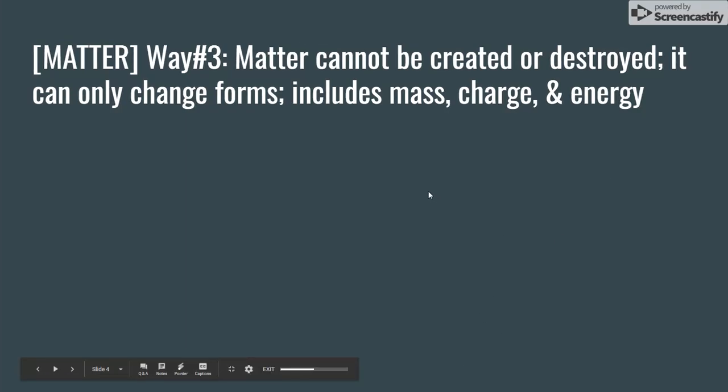Okay, way number 3 in order to pass the chemistry regents is the idea that matter cannot be created or destroyed. It can only change forms. So the way this is illustrated in a chemical reaction is that you'll see conservation of mass, charge, and energy. What that basically means is everything on the left side of the arrow equals everything on the right side of the arrow in terms of mass, charge, and energy.